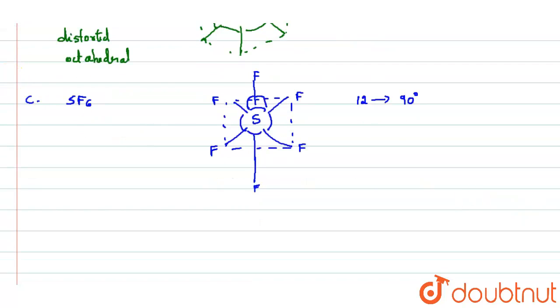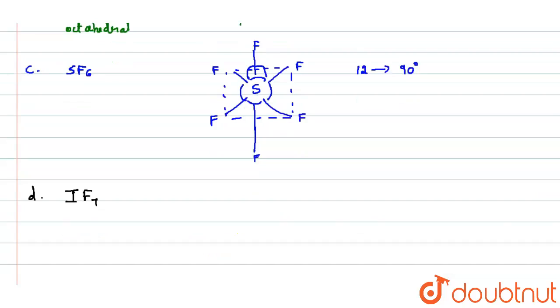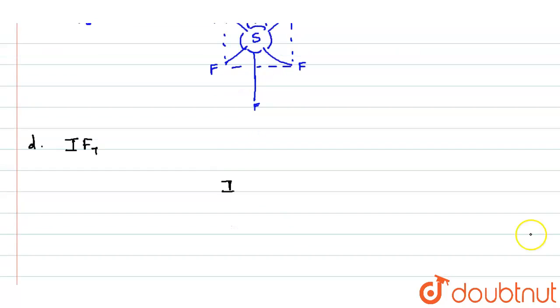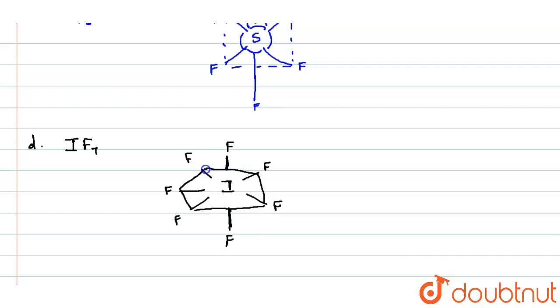Let's see the last case. In the last case, we have IF7. In IF7, we have this type of structure. Iodine is the central species surrounded by 7 fluorines. So F, F, F, F, here also F, here also F, here also F. One is going above and one is going below. In the middle it has a pentagonal structure, which is connected to the bipyramid. From the top there are 5 90 degree angles, from the bottom also 5. Total there are 10 90 degree angles.